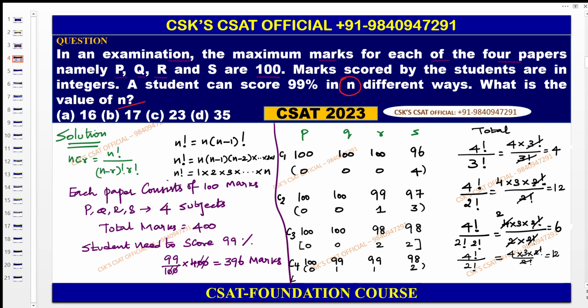Now the last case. He is losing 1 mark in each of the subjects. So he is scoring 99 here, 99 here, 99 here, 99 here, which means he is losing 1 mark in all the subjects. Therefore he is able to attain 396 in this way also. So here 4 factorial by 4 factorial, you can cancel this, which is equal to 1. Add up this, that's it. So that is your answer. What is the total number of ways here? Add this. So 35. 35 is the correct answer.